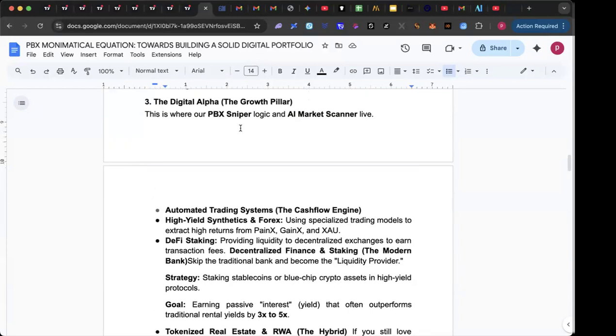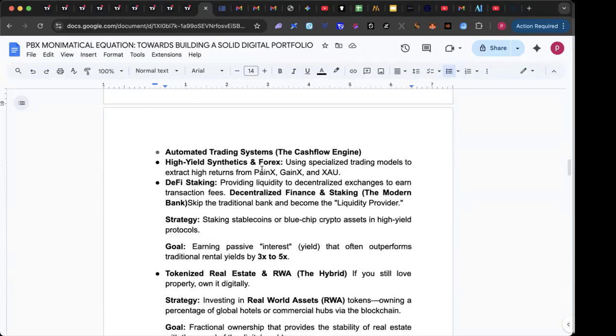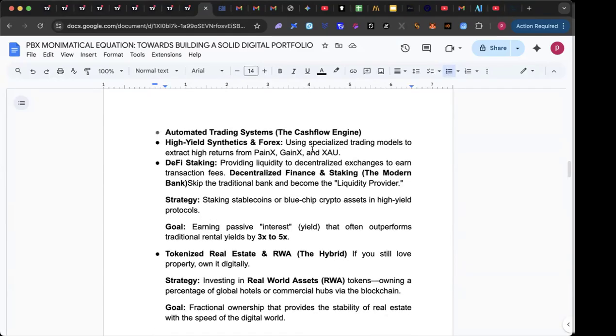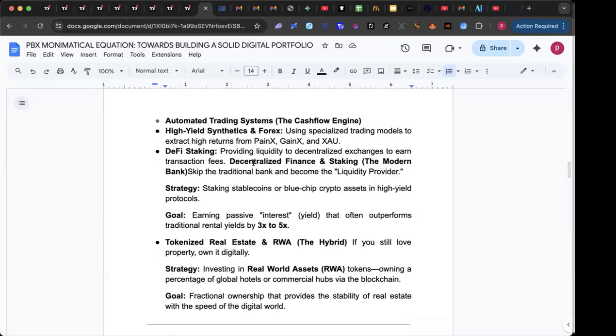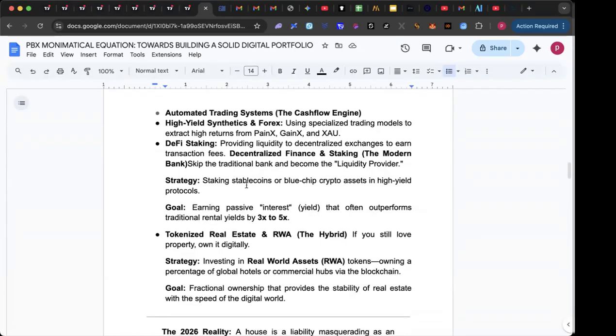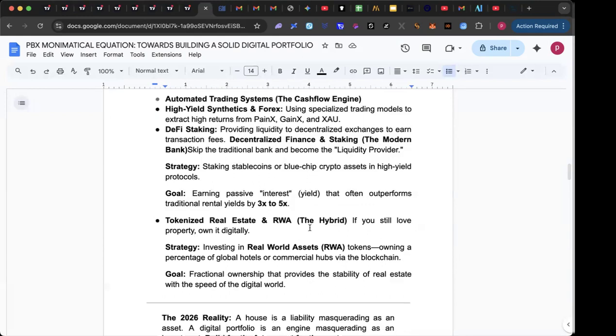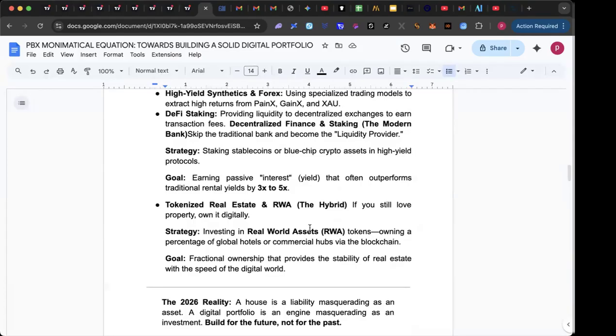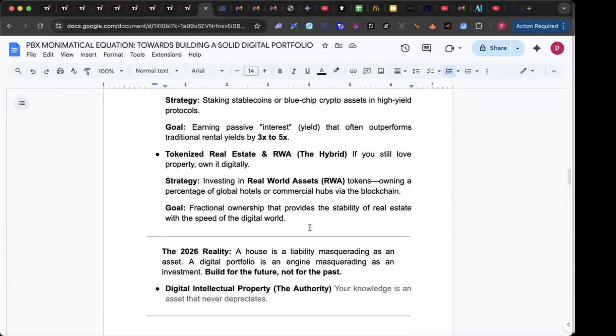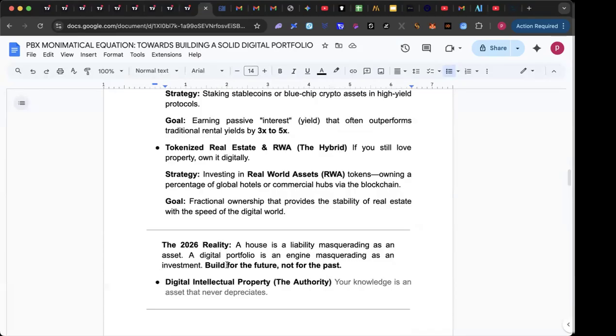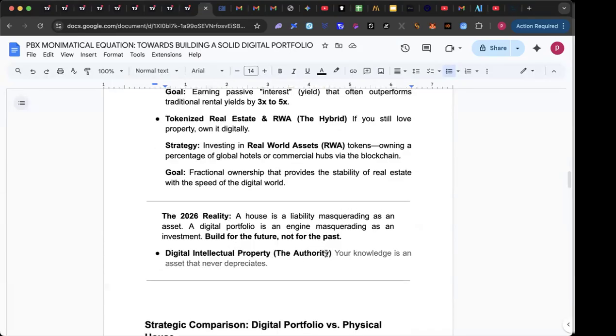So this is the pillar, digital alpha, the growth pillar. So what we'll say is the PBS, where PBS Sniper logic and the AI market scanner live. Now, first on the list is called the automated trading system, the cash flow engine, high yield synthetic and forex and all of that, using specialized DeFi staking. These are crazy things that I'm mentioning to you. You make a lot of money, but people are not ready to pay attention. That is the problem. DeFi staking, tokenized real estate. So we have some cryptocurrency that is real world asset. And that's how we select some coin you need to buy and then hold on to. The same with real estate, then the intellectual property, the authority. Now, why intellectual property?